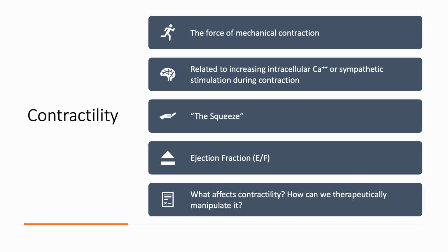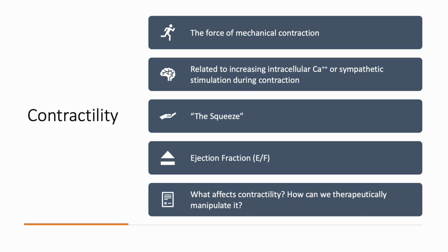The squeeze, as it is referred to, is a colloquial term for the heart's ability to contract and pump blood effectively. Ejection fraction, or more commonly referred to as EF, is a measurement used to assess how much blood the heart pumps out with each contraction, typically as a percentage of the total blood volume in the ventricles. You'll see a normal reading of 55 to 65%, depending on what the patient goals are.